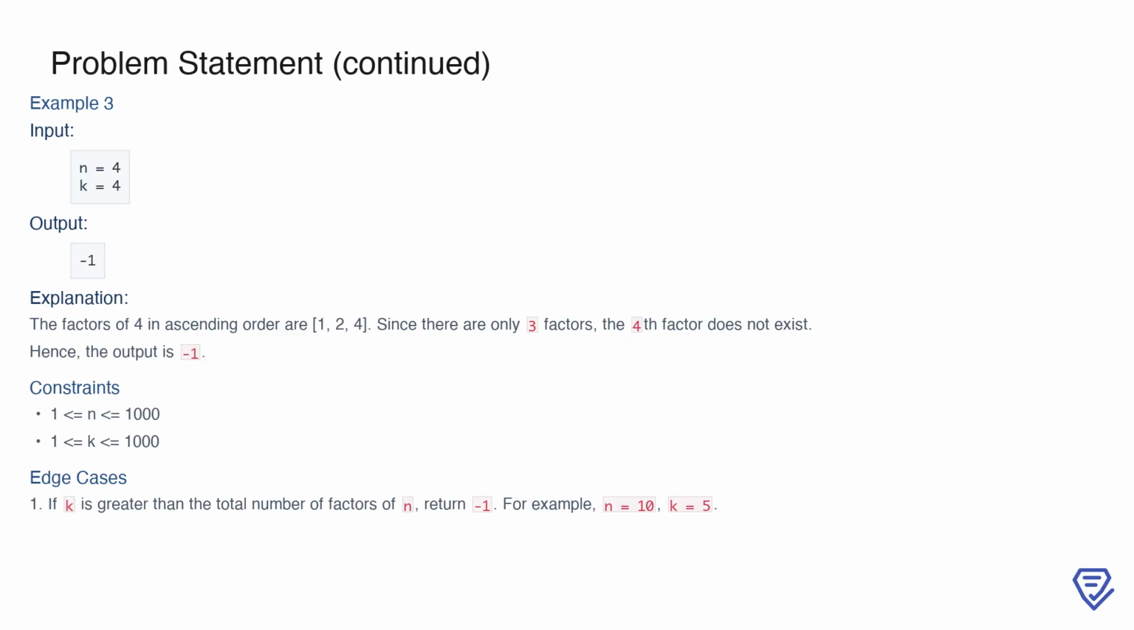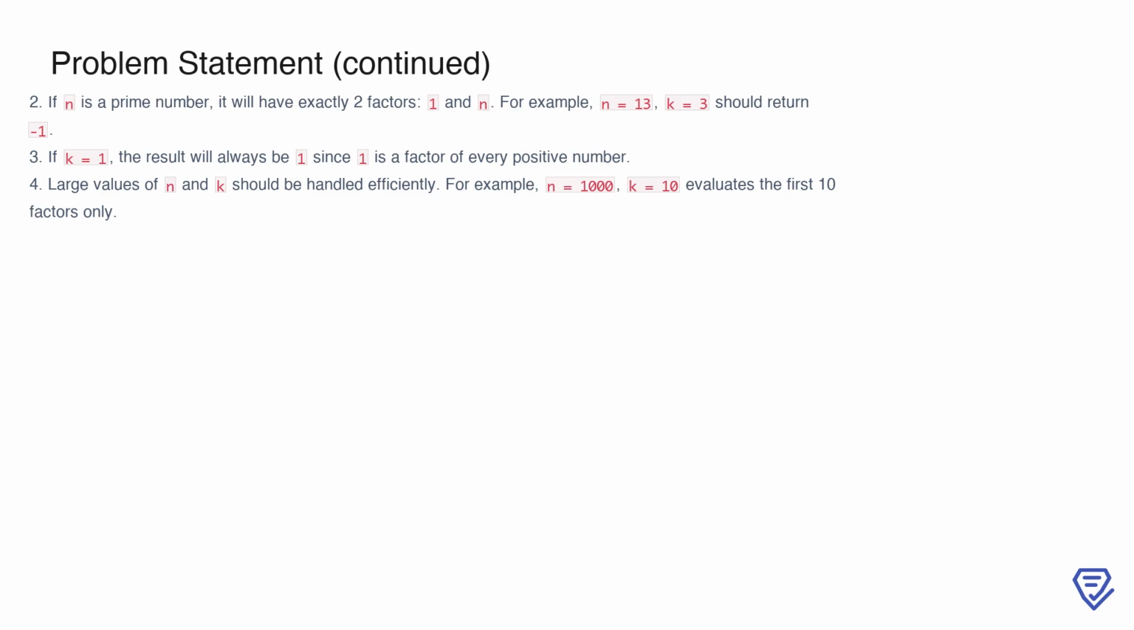The constraints for this problem are as follows: n and k are both between 1 and 1000, inclusive. Additionally, it's important to handle cases where k is greater than the total number of factors of n. For instance, if n equals 10 and k equals 5, you would return -1 because there are only 4 factors of 10. Now, consider a few additional edge cases.